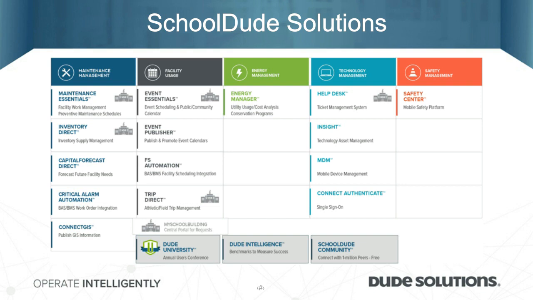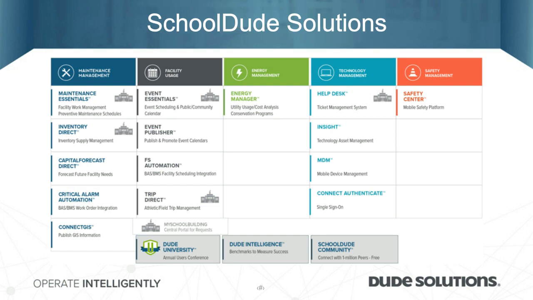But we have more solutions beyond IT, where we have a flagship maintenance management solution called Maintenance Essentials. It helps you keep track of all of your maintenance work orders, your break-fix work orders, as well as your preventive maintenance work orders. We've got an inventory solution, not your technical inventory, but your consumable inventory that you consume on a regular basis, so it can help you keep track of all of your inventory.